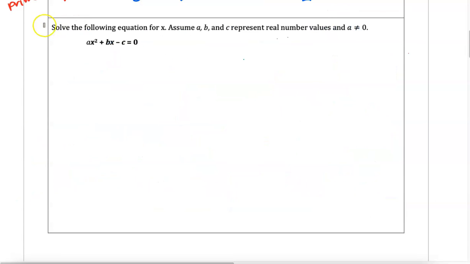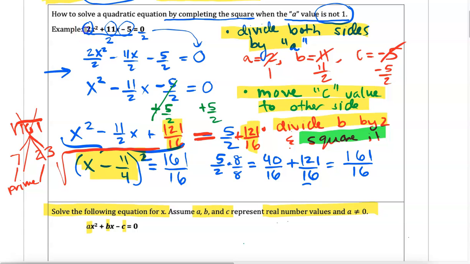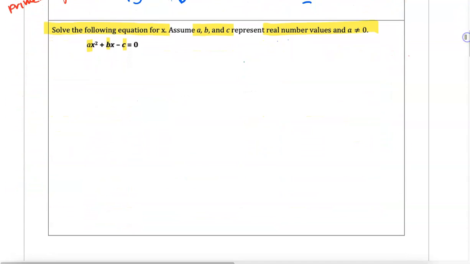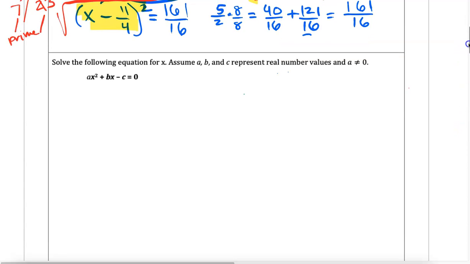Okay, so now we're going to solve the following equation, where we're going to leave a, b, and c in the equation as letters, but recognize that they represent numbers. They're letters here because they're just general numbers. In our last example, a was 2, b was 11, and c was -5. So those are typically numbers, but what we're going to try to do here is leave them as letters so that my solution is basically a formula. So I'm going to follow the same steps that we just did up here for completing the square.